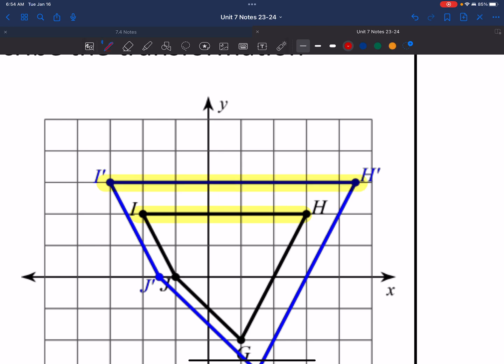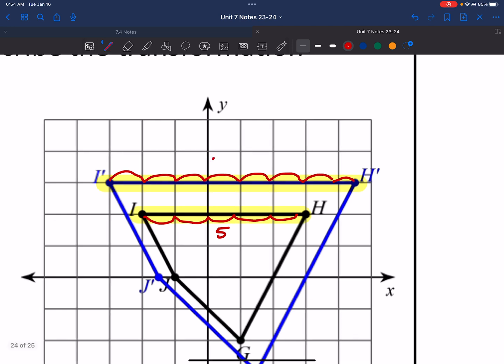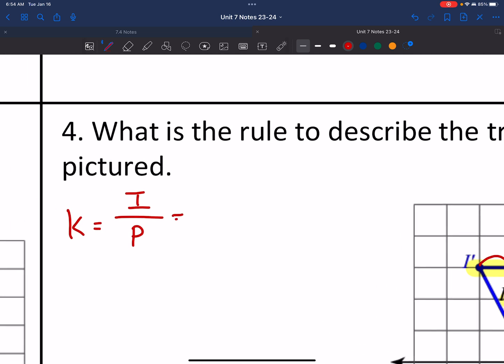If I count the sides, IH is 1, 2, 3, 4, 5 units long. And then I prime, H prime, 1, 2, 3, 4, 5, 6, 7, and maybe about a half, so 7.5. So my image is the bigger one here. It's I prime, H prime. So I'm going to say it's 7.5. And then pre-image was 5. 7.5 divided by 5, that's the same thing as 3 over 2 or 1.5.